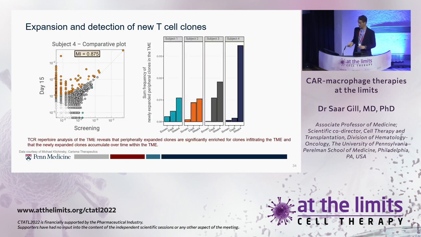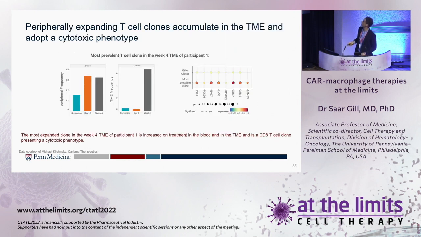So the next slide, we see the same plot as before with the profile of the TCRs day 15 after infusion on the y-axis, screening on the x-axis. And here we're showing you the TCR repertoire in the same patient, both in the blood as well as in the microenvironment at different time points. And you can see, for example, in subject 4, that there is a relatively vast increase, look at the y-axis, in the T cell clonality in the tumor 2 weeks after infusion.